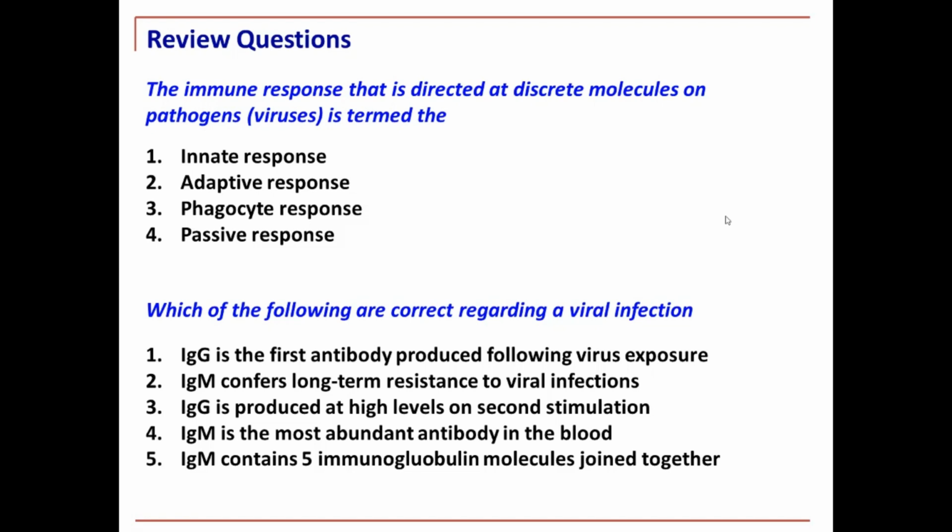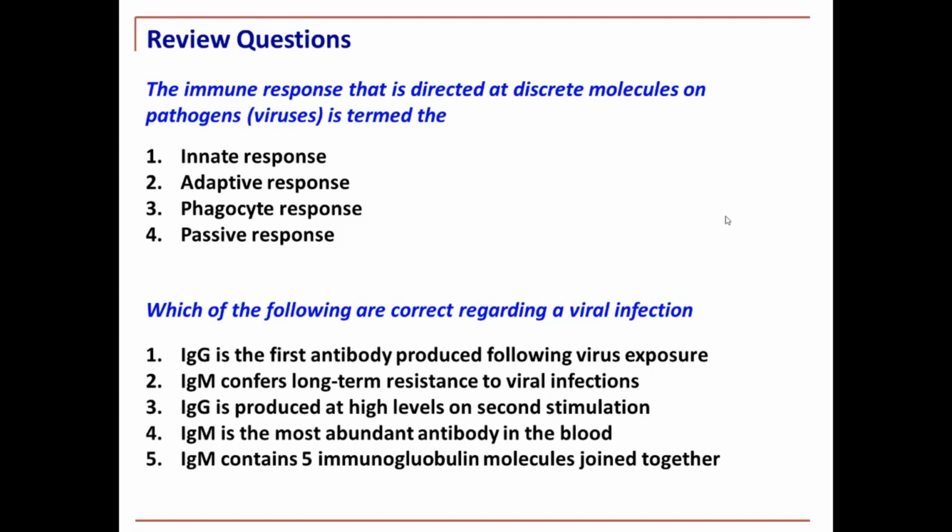Okay, some more questions for you. So press pause, have a think. The immune response that is directed at discrete molecules on pathogens or viruses is termed the innate response. True or false? That is incorrect. Adaptive response. That is correct. Phagocyte response. Incorrect. And the passive response. Also incorrect.